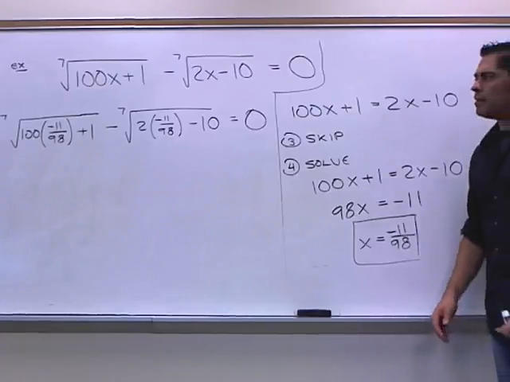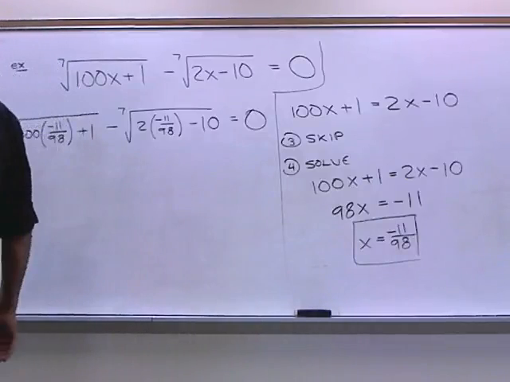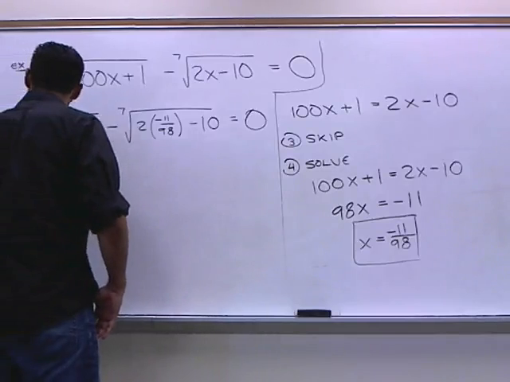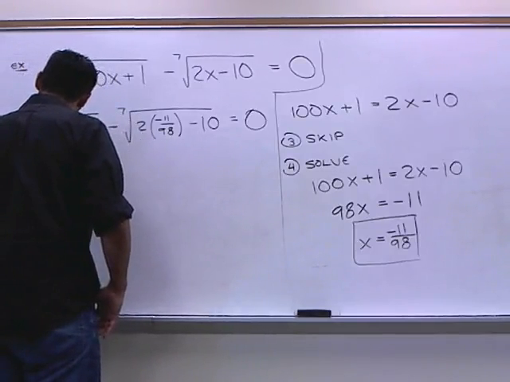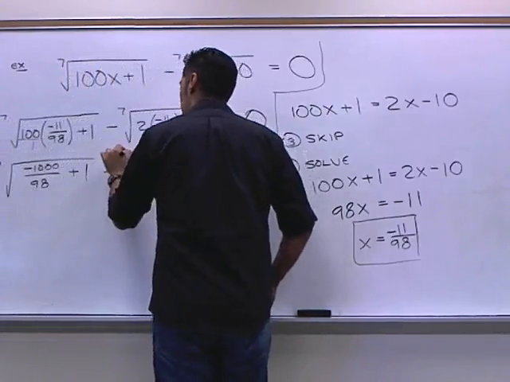Things aren't going away like they did in the previous problems. They're not real clean here. So let's try and figure out what this is. 100 is 100 over 1. I'm going to multiply straight across. 100 times negative 11 gives me negative 1100 over 98 plus 1 minus 7th root over here.